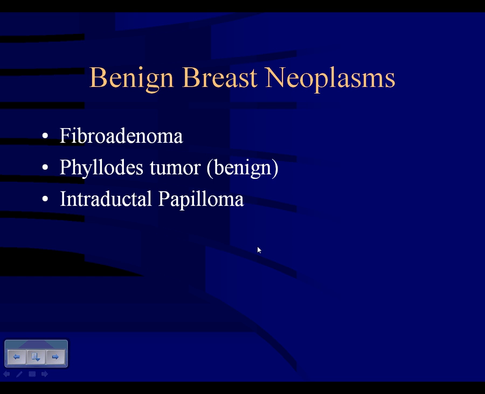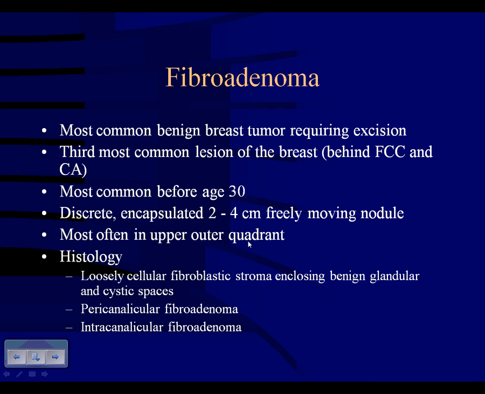All right. So the benign breast tumors, the 3 main ones to be aware of are fibroadenoma, Phyllodes tumor, which is benign, and there is a malignant variety of the Phyllodes tumor we'll talk about a little bit later. And then, of course, the intraductal papilloma. Fibroadenoma is the most common benign breast tumor requiring excision. Again, it's not the most common abnormality seen in the breast. That's fibrocystic change, right? But this is the most common benign breast tumor. It's the 3rd most common lesion of the breast behind fibrocystic change and cancer. So number 1 is fibrocystic change, number 2 is cancer, number 3 is fibroadenoma.